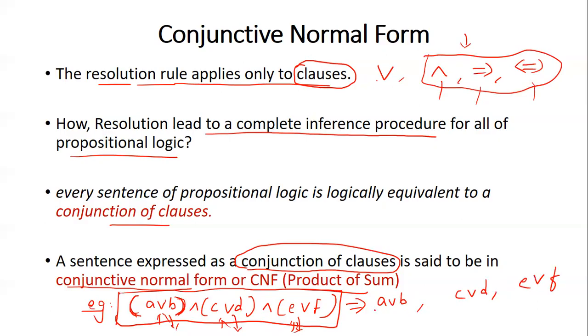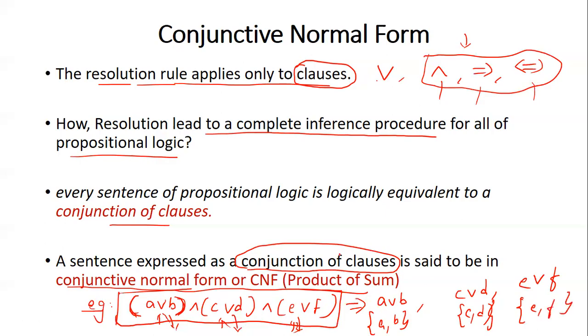Now from this, we can identify the clauses. The clause of this sentence is A comma B. That is the literals. The clause of this sentence is C comma D. That is the literals. And the clause of this sentence is E comma F.